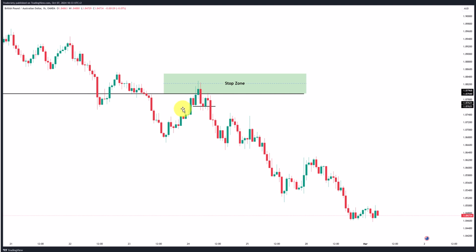So we're trading with the higher time frame, we're trading from a higher time frame level, with a higher time frame pattern, with higher time frame momentum, and on the lower time frame, we then time our entry to get the perfect reward to risk ratio.